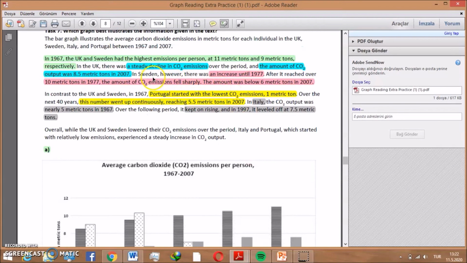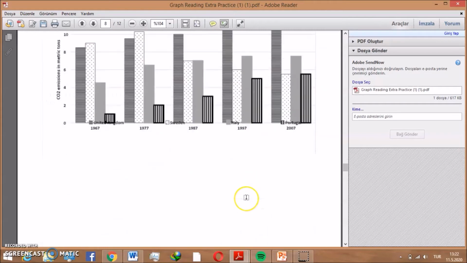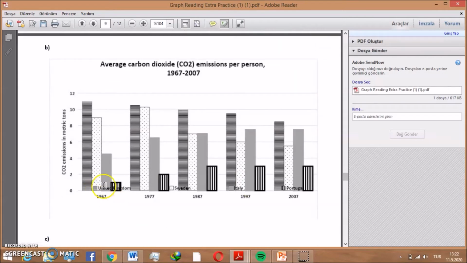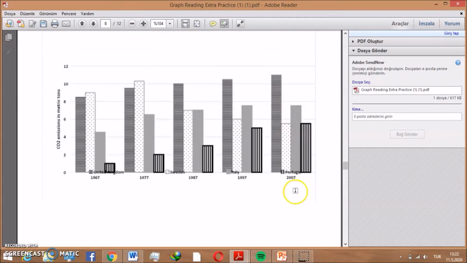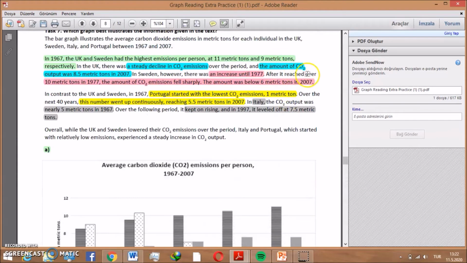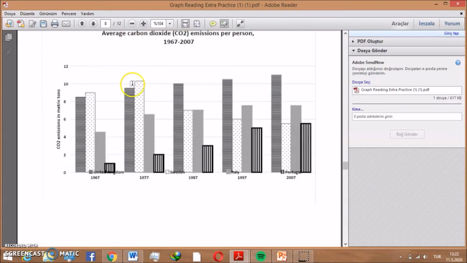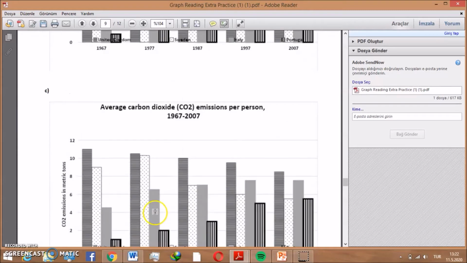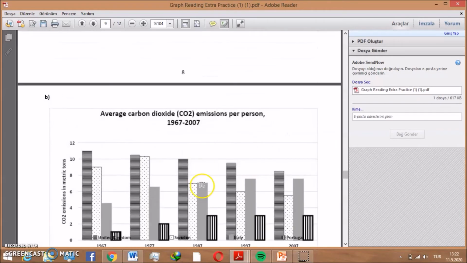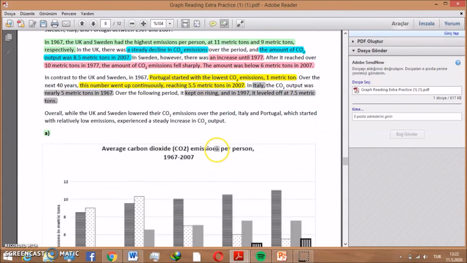Okay. So now we are looking at Sweden. There was an increase in Sweden until 1977. Let's check. 1977. So yes, there is an increase. And there is an increase. Okay. And after it reached over 10, it means it needs to be over 10. Yes, over 10. And here over 10 too. So you need to do this. Yes, it takes some time, but you need to match all the time.